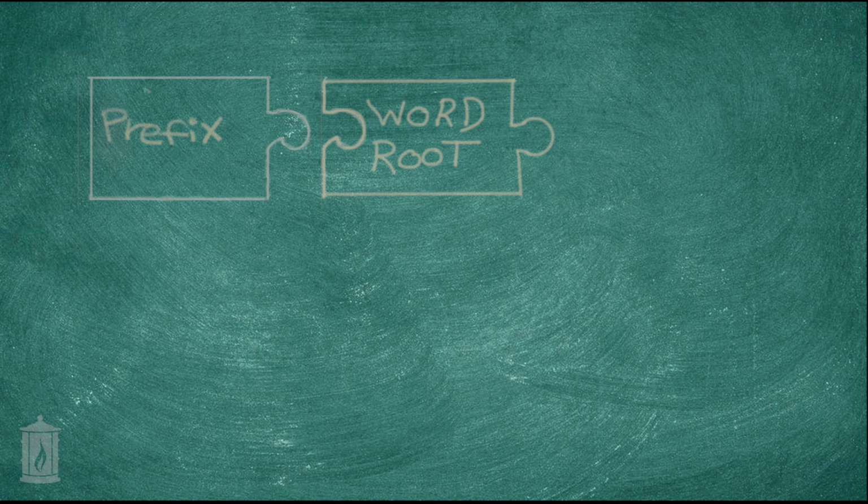Prefixes, word roots, and suffixes match together much like puzzle pieces. The prefix is the beginning of the word, the word root is the middle, and the suffix is the end. You may have just a prefix and a word root, or just a word root and a suffix, or you may have all three. Let's give you an example.